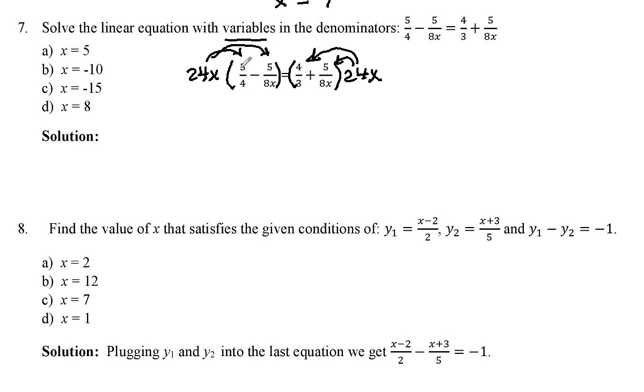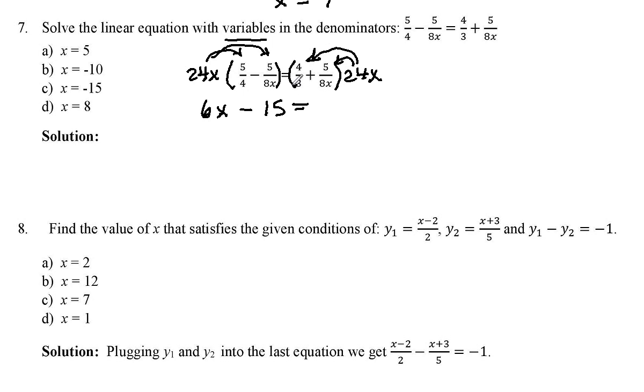So 24x times 5 fourths. This 4 is going to cancel into the 24 6 times. So that'll leave 6x. This minus sign right here. 8x cancels into 24, leaves a 3 times the 5 there. So 6x minus 15.